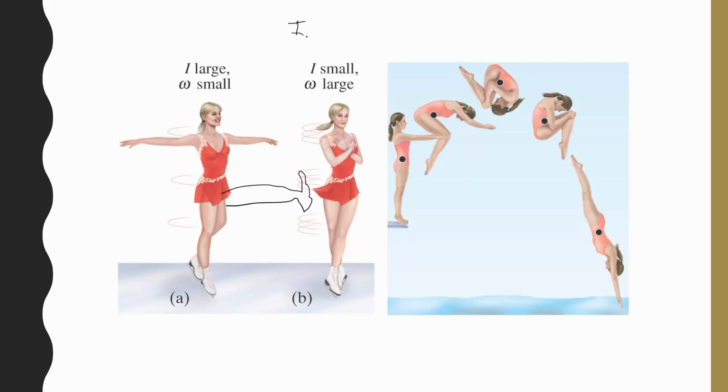And essentially I naught omega naught equals I final omega final because of conservation of angular momentum. And so if this guy gets smaller, then that guy has to get bigger. Also, you'll see divers, they'll pull their limbs in to spin faster, and they usually will extend out at some point to slow themselves down for entry into the water.